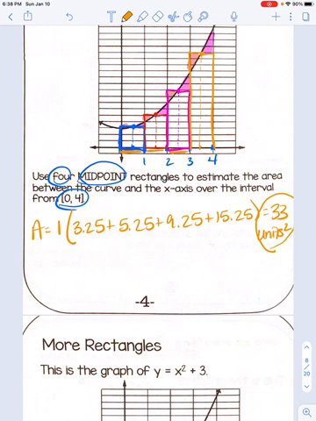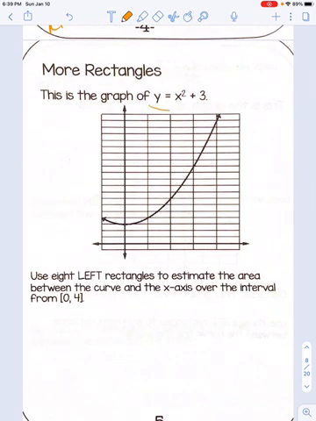Okay, now let's look. When we did a left-handed, we got 26 units squared. When we did a right-handed, we got 42 units squared. And when we did a midpoint, we got 33 units squared. So which one's the better estimate? 33. Is it exact? Absolutely not. But it's better than the right-handed and the left-handed. Okay. Now that was all super nice because we were going from 0 to 4 and we had 4 rectangles.